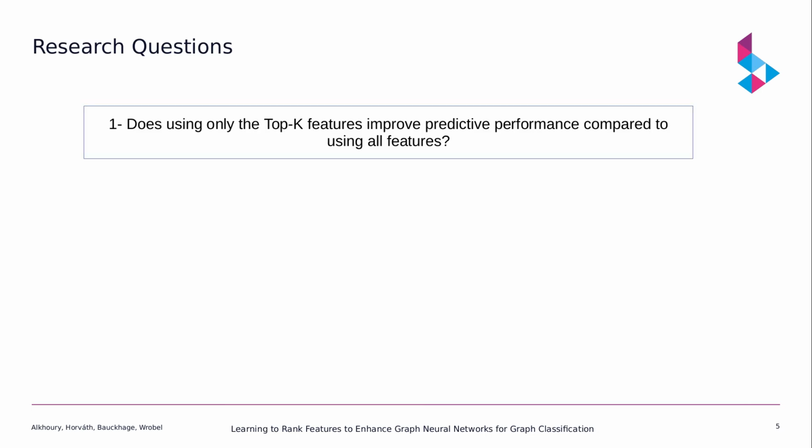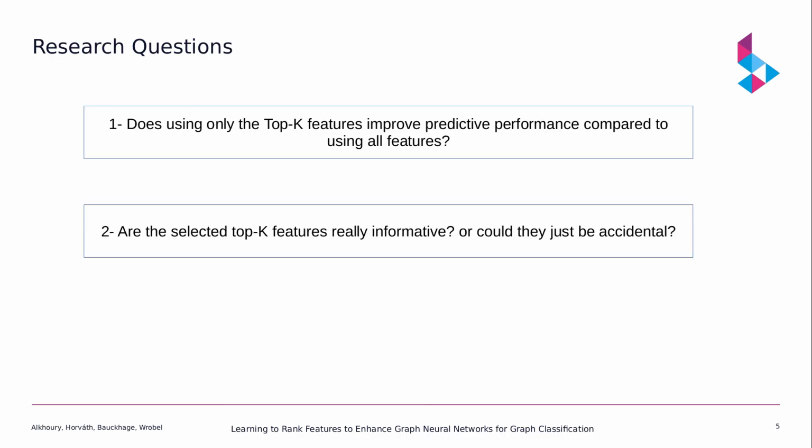So with this setup, we ask two main research questions. The first one: does using only the top K features improve predictive performance compared to using all features? And the second one: are the selected top K features really informative, or could they be just accidental?